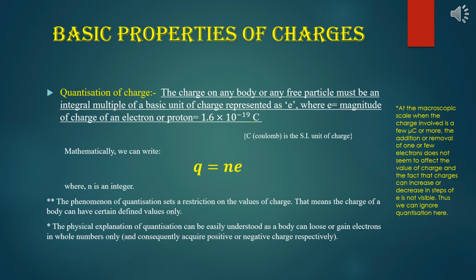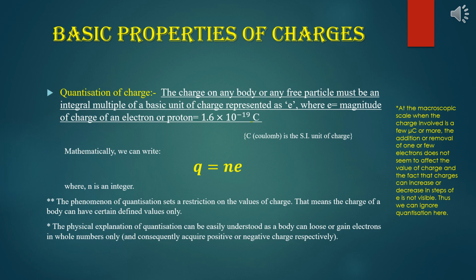The problem is that when we deal with the macroscopic scale, like suppose the charge of a body is 1 microcoulomb, or a few microcoulomb. Microcoulomb means 10 to the power minus 6 coulomb. But what is the charge of an electron? It is approximately 10 to the power minus 19 coulomb.